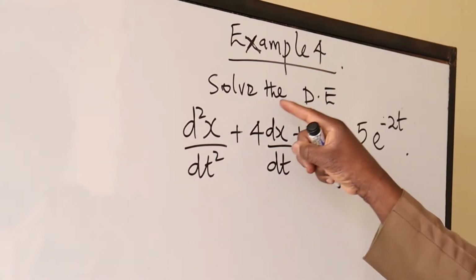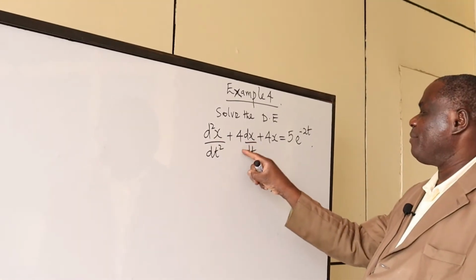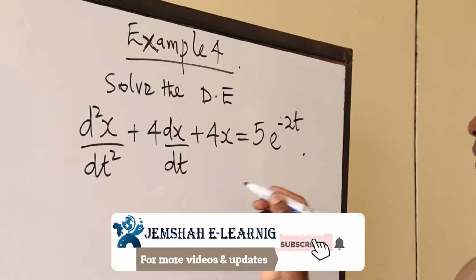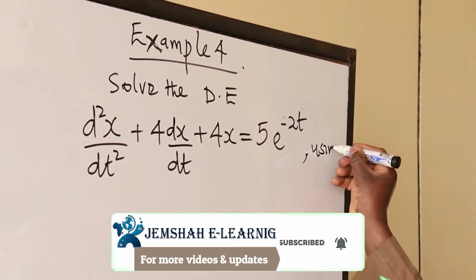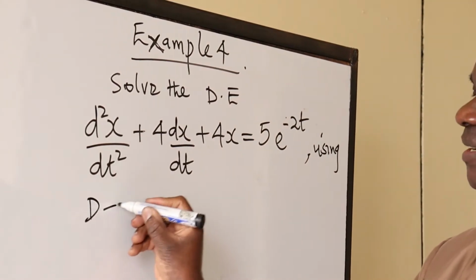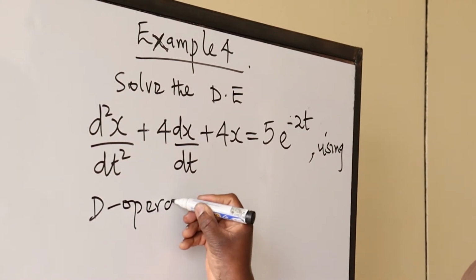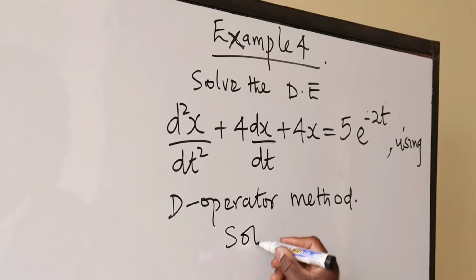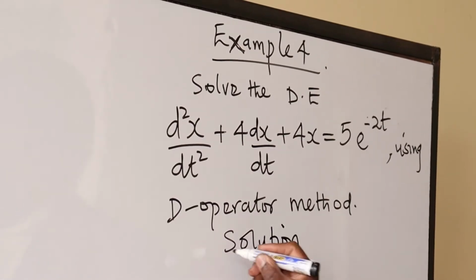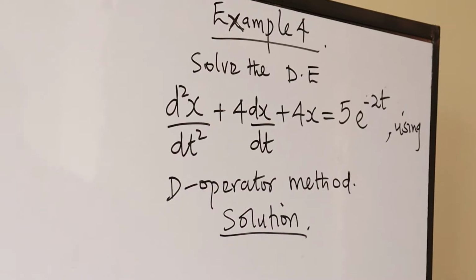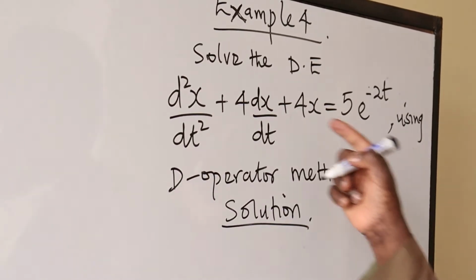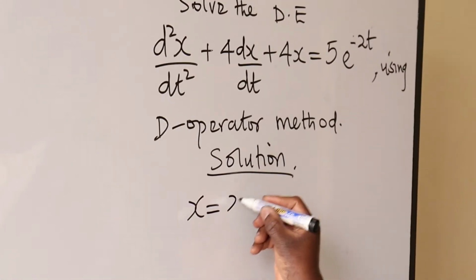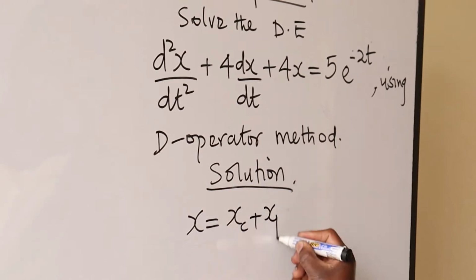So in our next example, solve d squared x dt squared plus 4 dx dt plus 4x is equal to 5 exponential negative 2t using the operator method. So in our solution, we are dealing with dx dt. So x is a function of t. So x will be equal to xc plus xp.